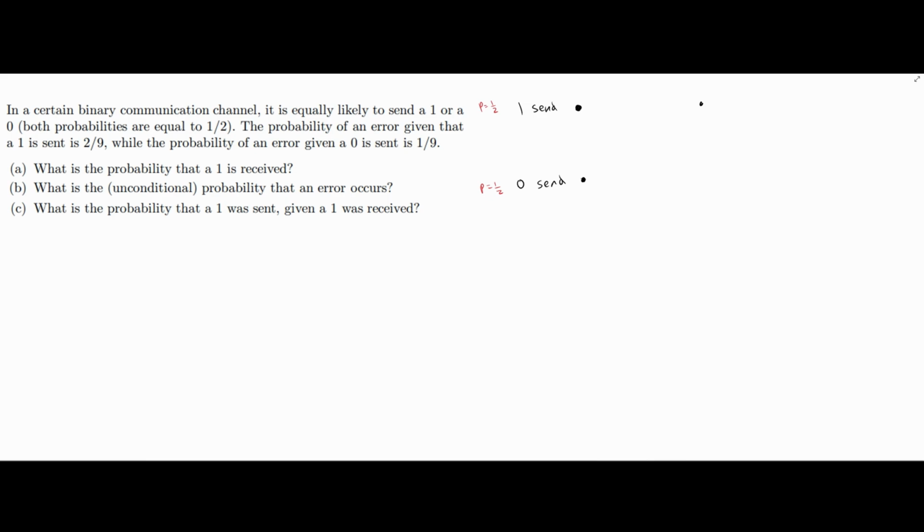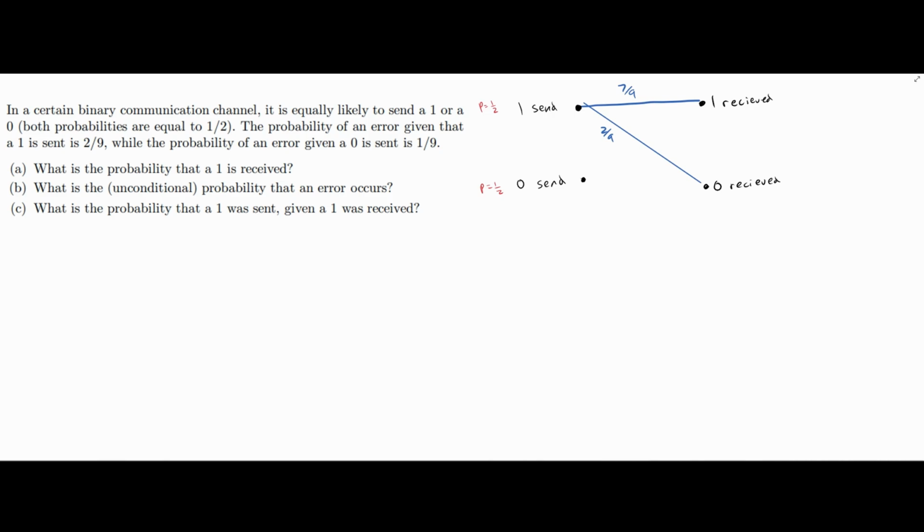Now, there's also a probability that our 1 is received, so we'll do 1 received, and there's also obviously a probability that we have a 0 received. Now, rereading it again, the probability of an error given that a 1 is sent is 2/9. So that means if we have a 1, it should go to the 1, but we have an error and it's sent to the 0 instead. The probability of this happening is 2/9. That means the probability of a 1 going to a 1 is 1 minus 2/9, and that's going to give us 7/9.